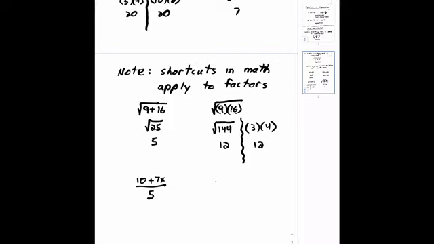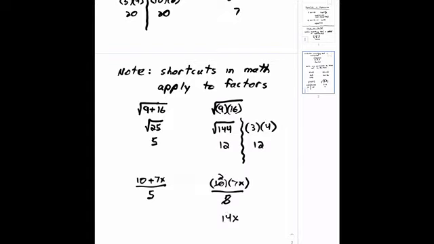But what if you had 10 times 7x divided by 5? May I cancel the 5 and the 10? Well, is there a plus sign anywhere there? No. So yeah, you can cancel the 5 and the 10. So cancel the 5 and the 10, and you get 2 times 7x is 14x.